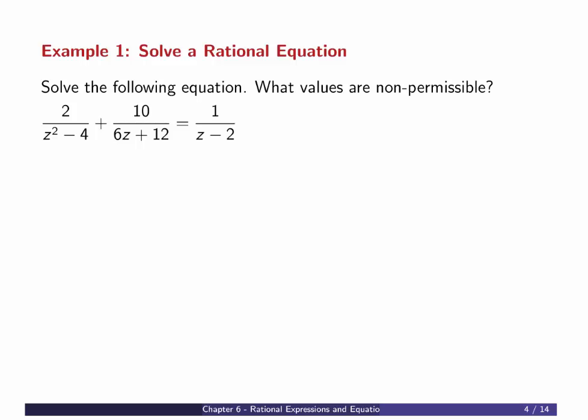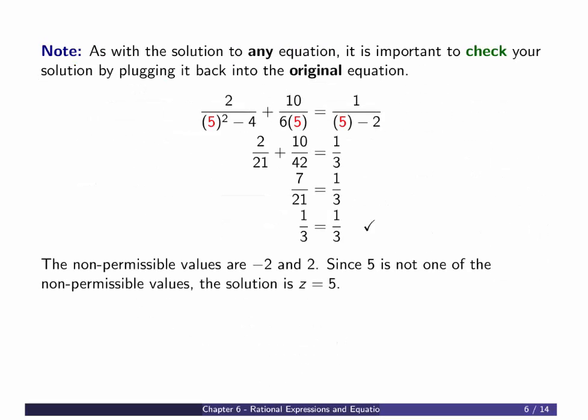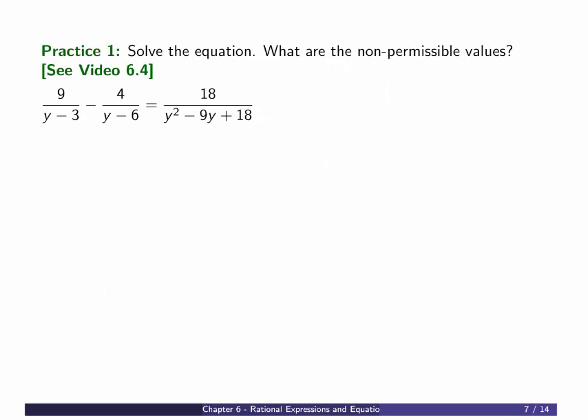So you should take a look at this example. Read through the notes. Look at that solution. I'll do an example with you. Solve the equation. What are the non-permissible values? So step one, look back. Step one was what? Factor.